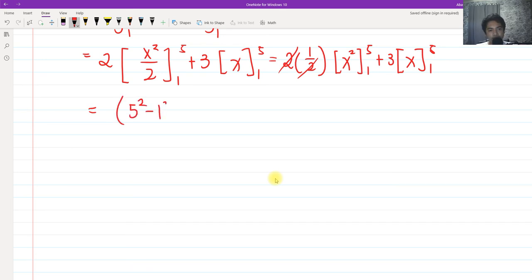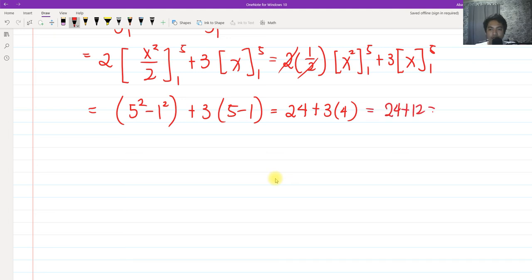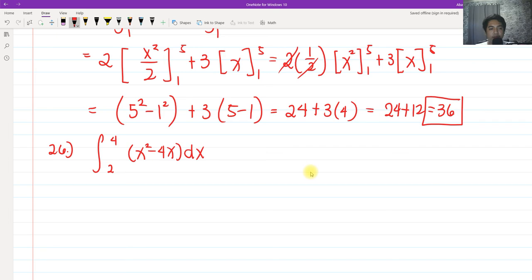So evaluating the integral will be 5 squared minus 1 squared plus 3 times 5 minus 1. So 5 squared is 25 minus 1 is 24, plus 3 times 4. So 24 plus 12 is 36. 4 times 3 is 12. So that's 36. For number 26, we have to evaluate the integral of x squared minus 4x dx. Same process that we're going to do. We can factor out or rewrite this using the properties of integral like this.